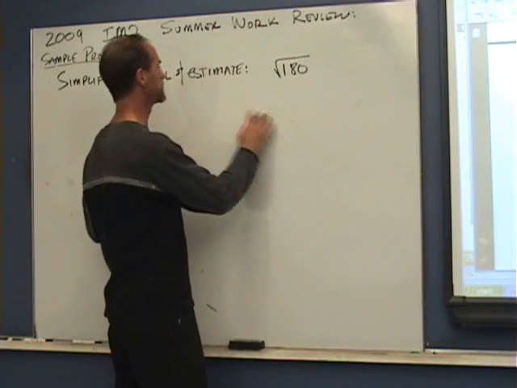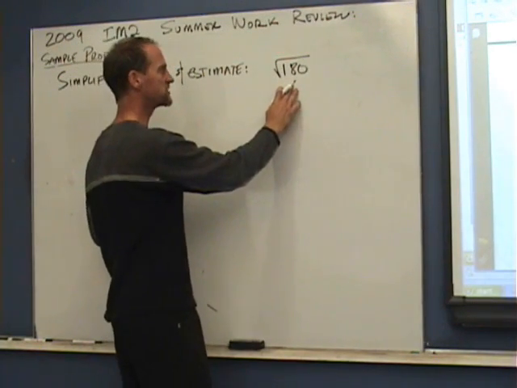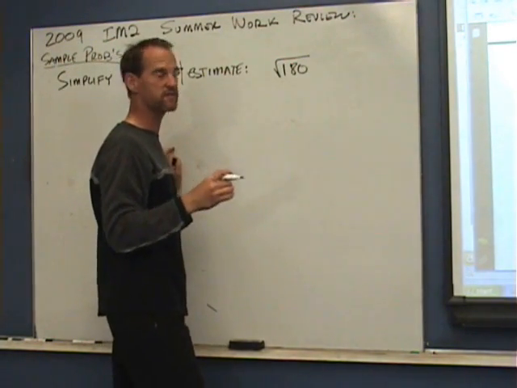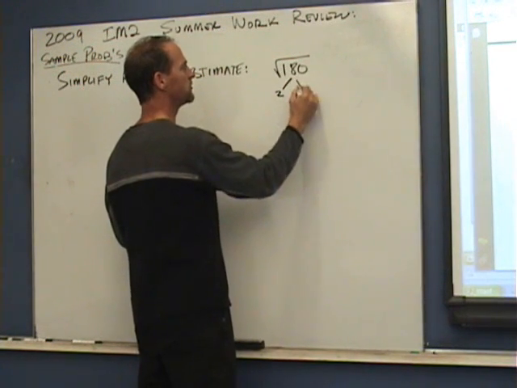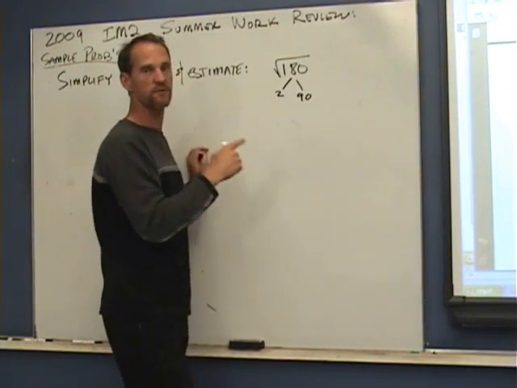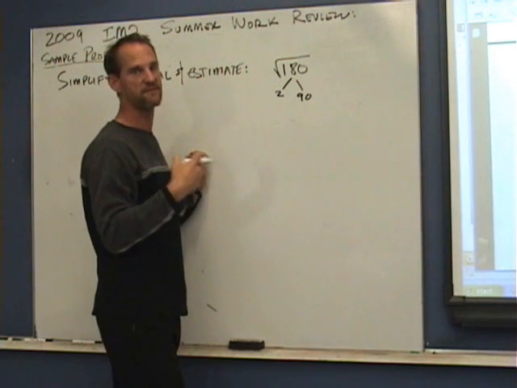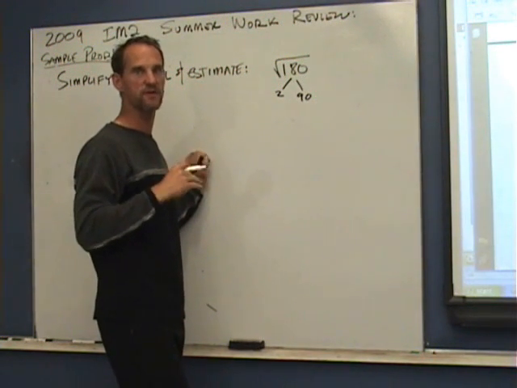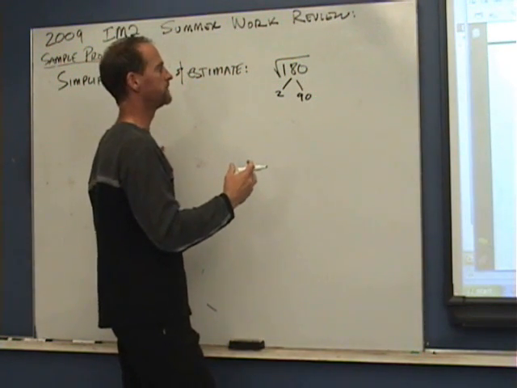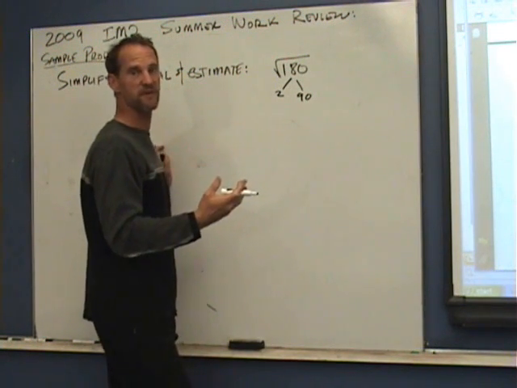What I'd like you to do when you're simplifying radicals is to just start by taking out 2's if it's an even number. Keep doing that. 2 and 90. You can look for perfect squares, and that's sometimes a faster way, but it doesn't work every time, and you can sometimes overlook factors that will simplify it further.